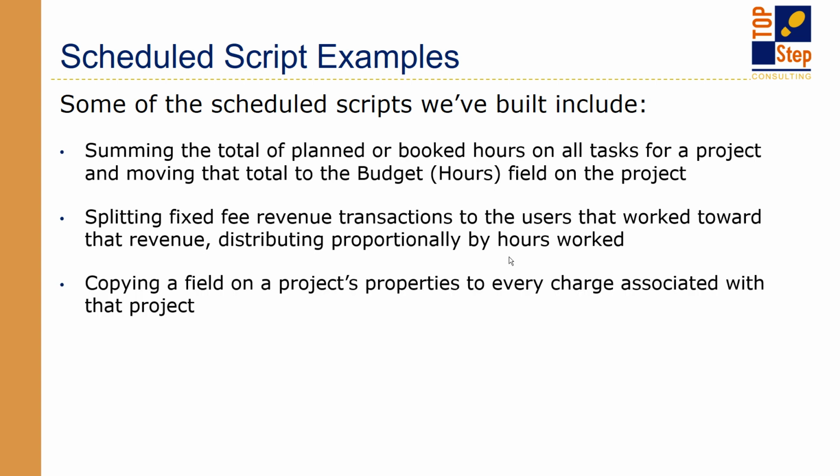Copying a field on a project's properties to every charge associated with that project. So in this case, there are a number of fields that you can get on a charge right through a billing rule, such as a service or a task type or things like that. But if you have a custom field you want on all of your charges, you can't do that through the billing rule. It's not going to pass on custom fields. So this was a client who had that circumstance where they wanted to see a project-specific field on all of the charges associated with that project. And so we put actually a pretty simple script in that looks for new charges, and anytime it sees one, it updates that charge with this field from that charge's project.